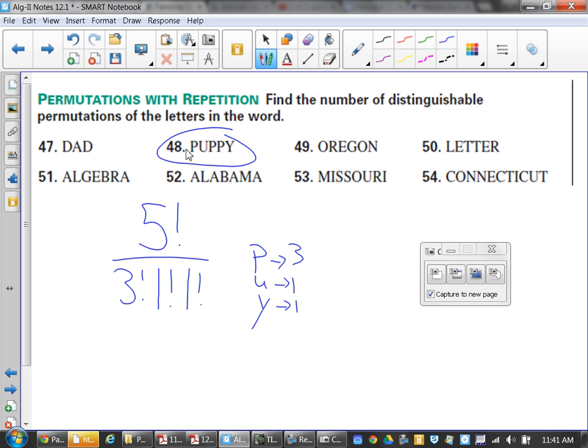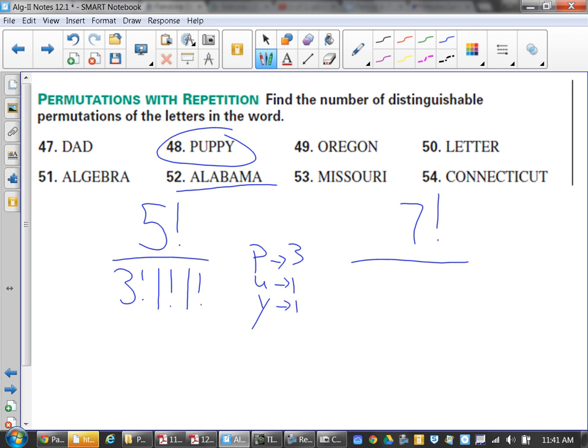Oh, because there's 5 letters in the word. Yep. So then you do that over how many letters are repeated. So for each different letter repeated, you need a different factorial? Yep. So if I'm looking at Alabama, you have 7 letters. There are 4 A's, and everything else is repeated just once. So it's 7 factorial over 4 factorial. 7 factorial over 4 factorial is 7, 6, 5, which is 210.